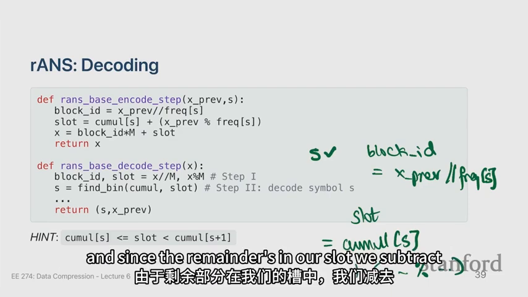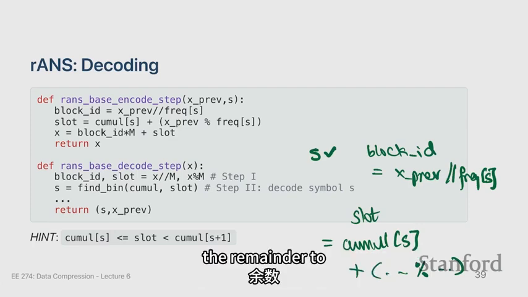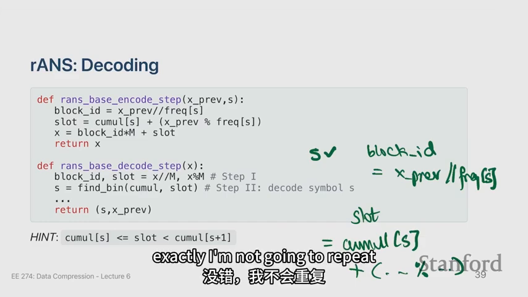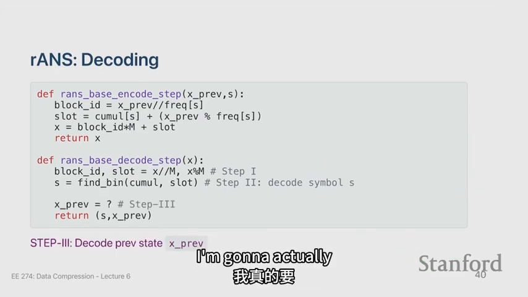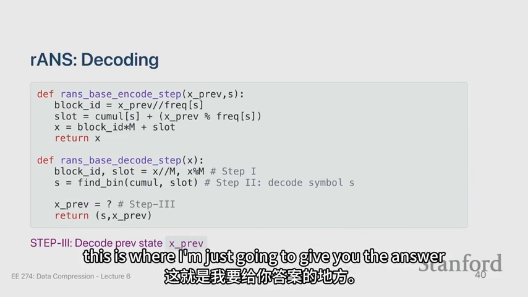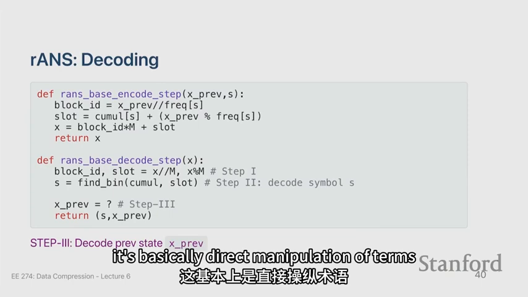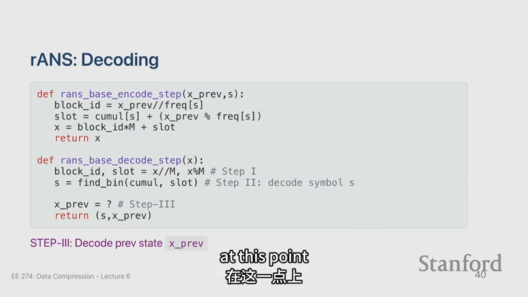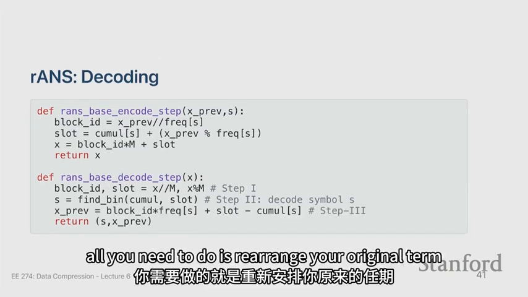The remainder is in our slot. We just subtract cumulative S to get that remainder part to get the whole X previous. Exactly. I'm not going to repeat it. This is where I'm just going to give you the answer. It's basically direct manipulation of terms at this point. All you need to do is rearrange your original term, right?